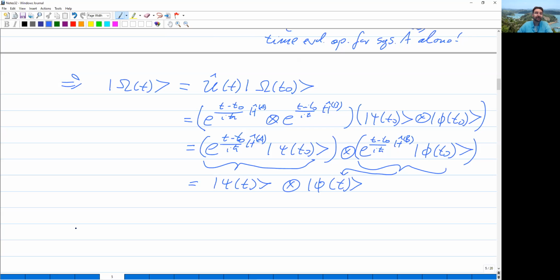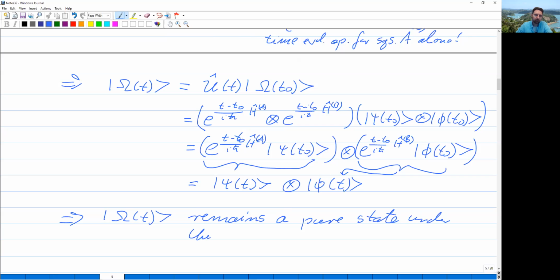Okay, so what we see here is, therefore, we see that the state omega of t remains of the form vector tensor vector, not a sum over vector tensor vector, but just vector tensor vector. So therefore, we see that omega of t remains a pure state under the time evolution.